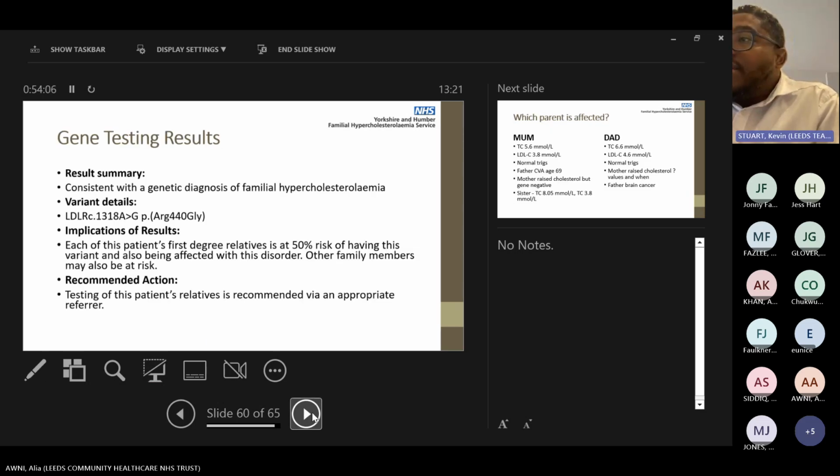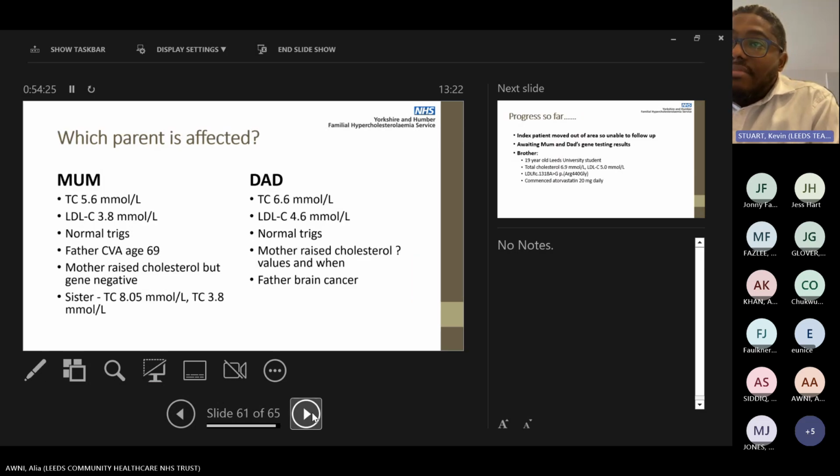So this was demonstrated here, that yes, she had a genetic diagnosis, again, LDL receptor mutation, and again, allowed appropriate cascade screening. So next slide. These were the results of her mum and dad. Again, not above the levels that you would expect. So total cholesterol 5.6 and LDL cholesterol 3.8 for mum, and total for dad 6.6 and LDL cholesterol 4.6. No real strong family history.